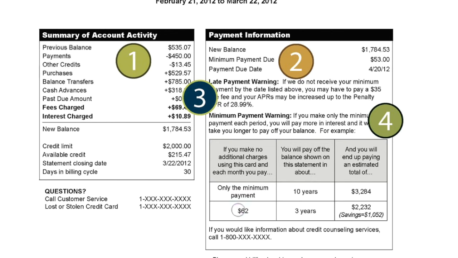What would happen if you spend a little bit more than the minimum payment each month? In this case, just by spending $9 more a month, the amount of time this person spends in debt gets chopped down to 3 years. You could save $1,052 in total over that time.